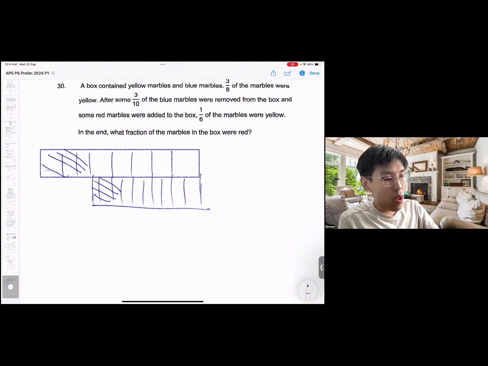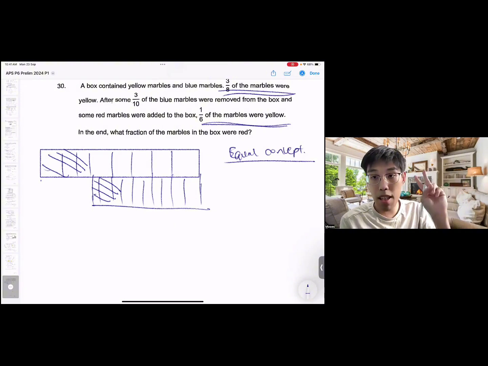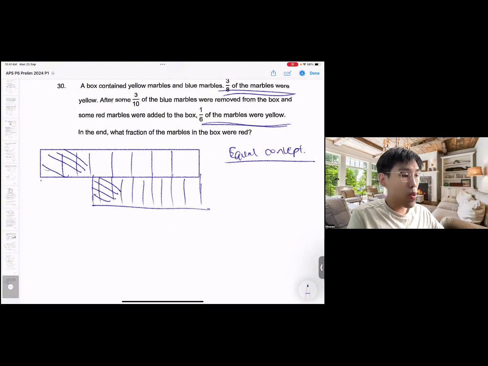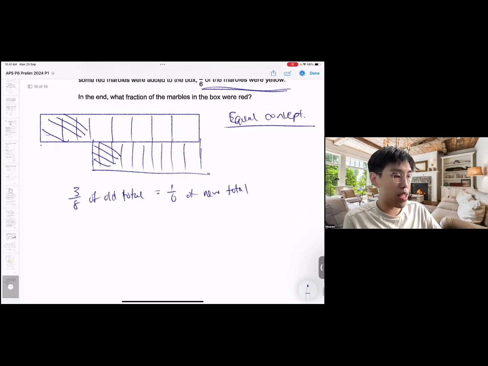So do you see that this yellow marbles is the same as the 3/8 marbles that we talk about in front? So what does it mean? This becomes an equal concept question. See, second time already, second time of equal concept already. So 3/8 of the old total, okay, is equals to 1/6 of the new total. Because from the starting until now, the yellow never changed. Okay, so we can make this equation.